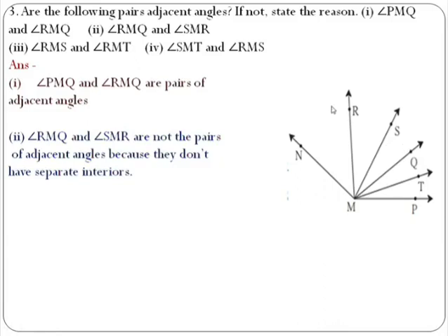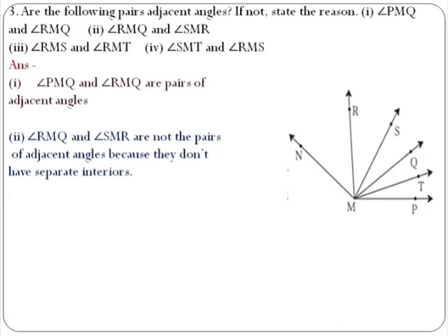Now, second pair, angle RMQ and angle SMR. If you look at these two angles, again they have common vertex. They have common arm MR, but their interiors are not separate because the points in the interior of angle SMR come in the interior of angle RMQ. Hence, angle SMR and angle RMQ are not adjacent angles.